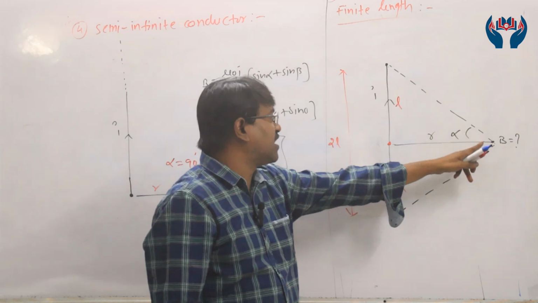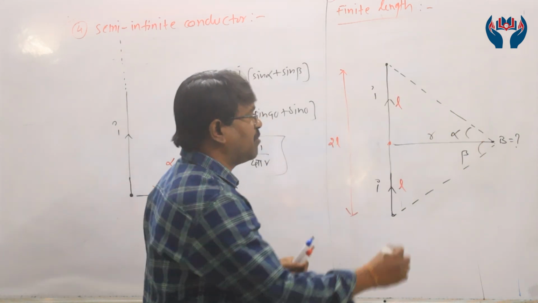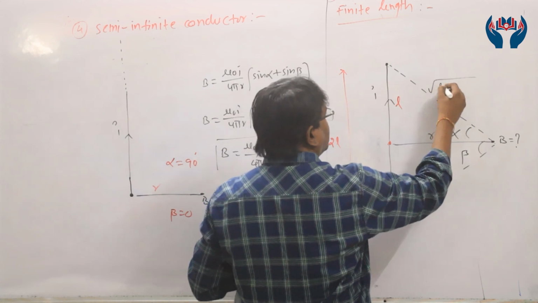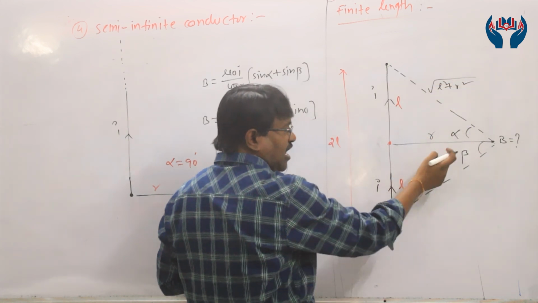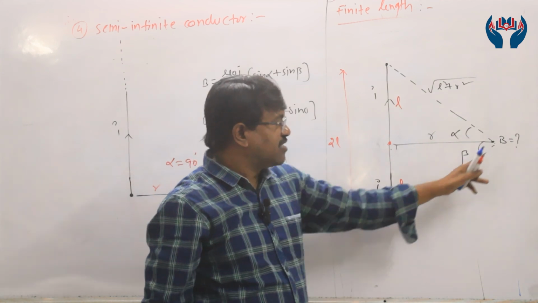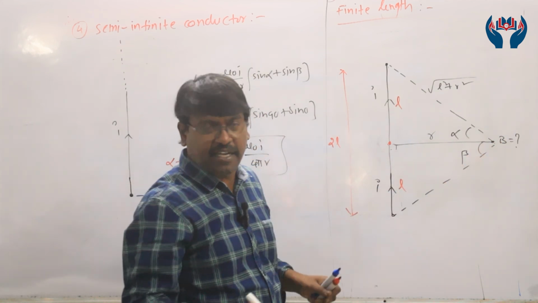Now this value is r, and this value is a. This is a right angle triangle. This will become the hypotenuse. What is the value? This distance will become the square root of a square plus r square. This is r and this is a, and anyway this is a right angle triangle, so this length will become the hypotenuse of this right angle triangle.